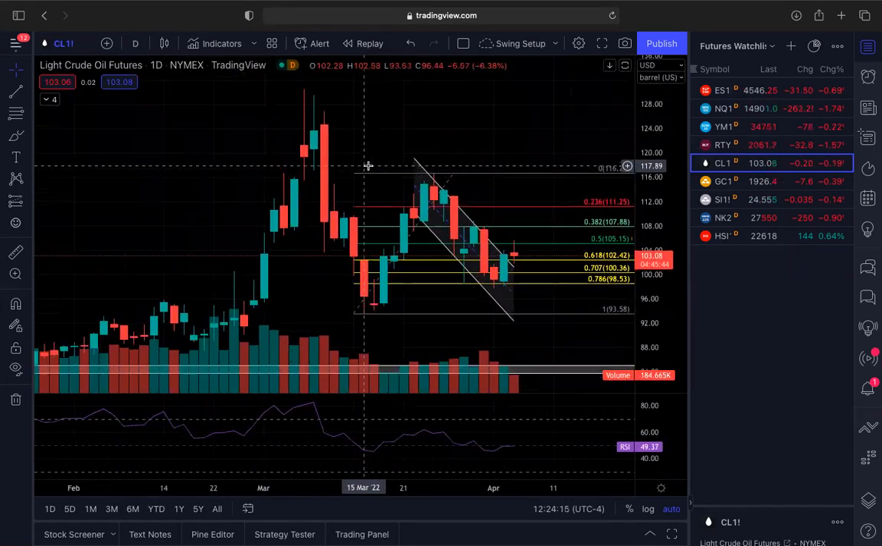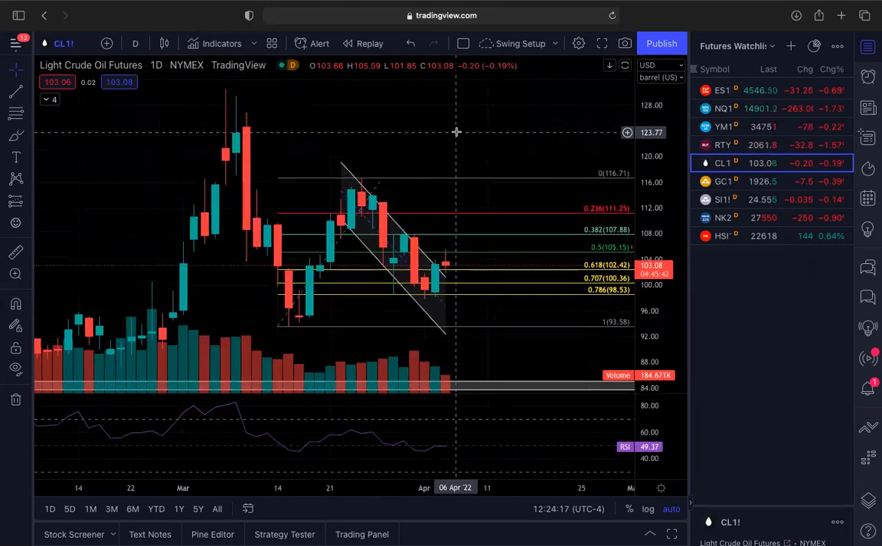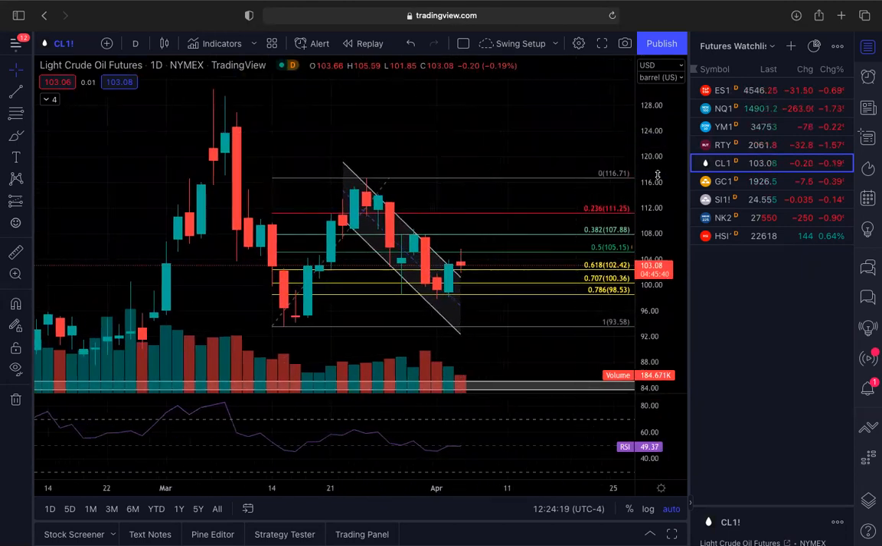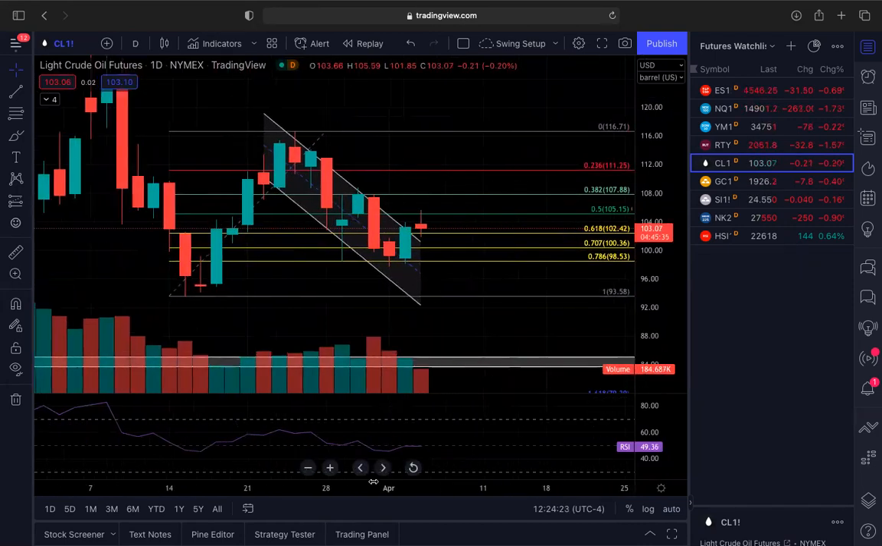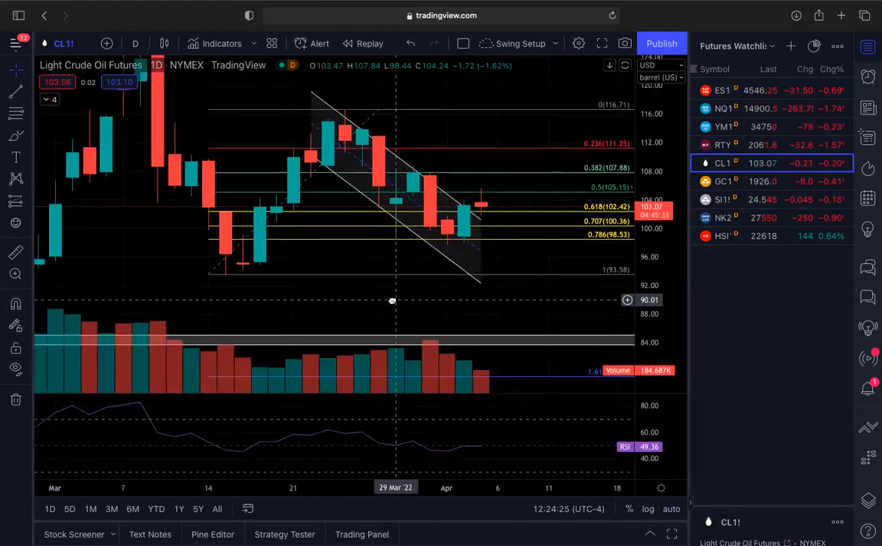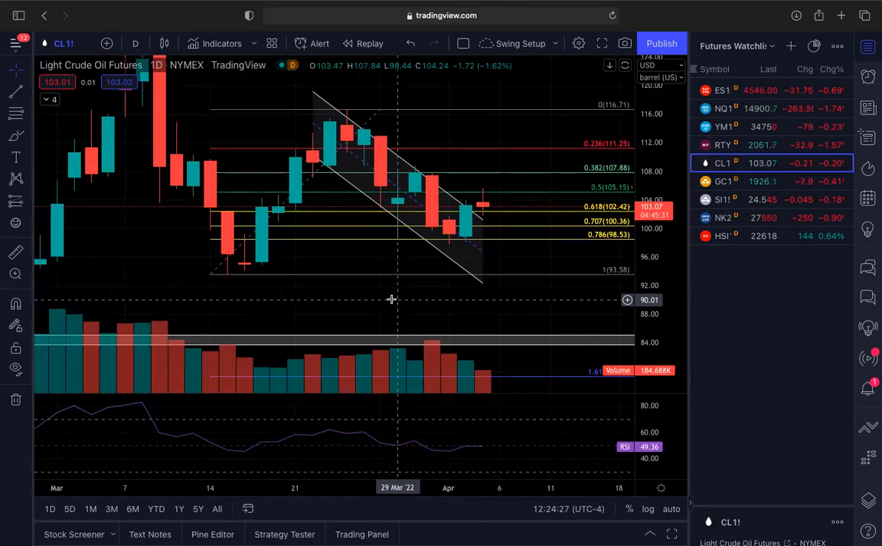All right, so drawing the long golden pocket, you're going to do it the exact opposite of the short golden pocket. So one more time, for the short golden pocket, you use swing high to swing low, and that gives you the short golden pocket. When you're looking for the long golden pocket, you're using the swing low to the swing high.